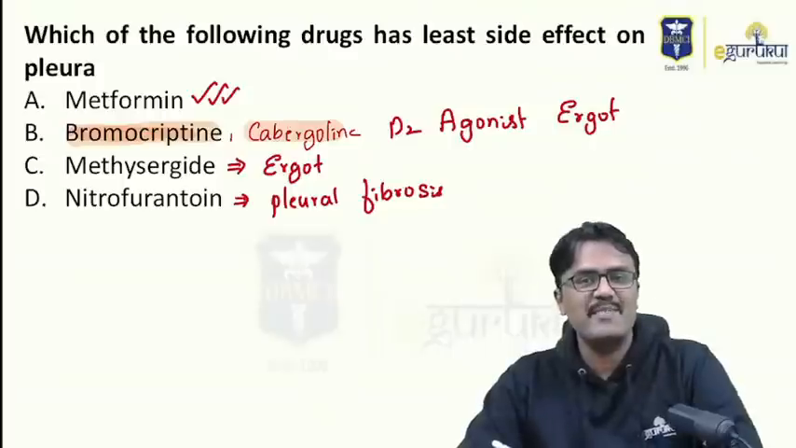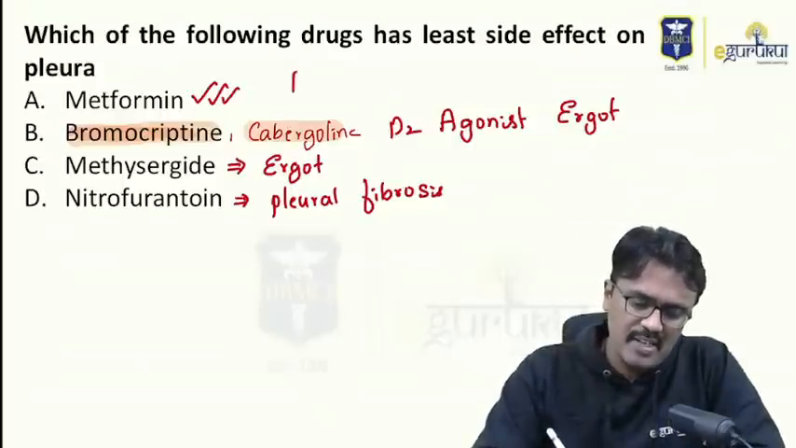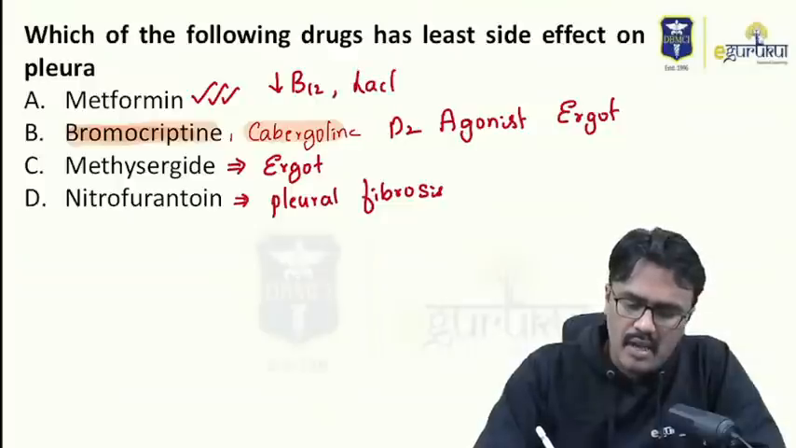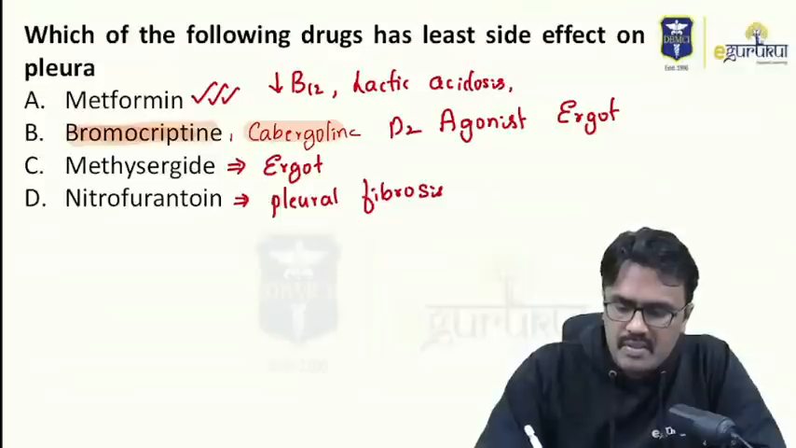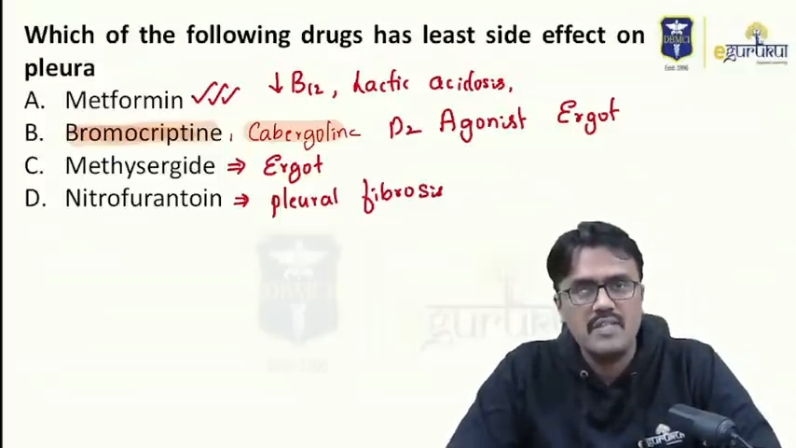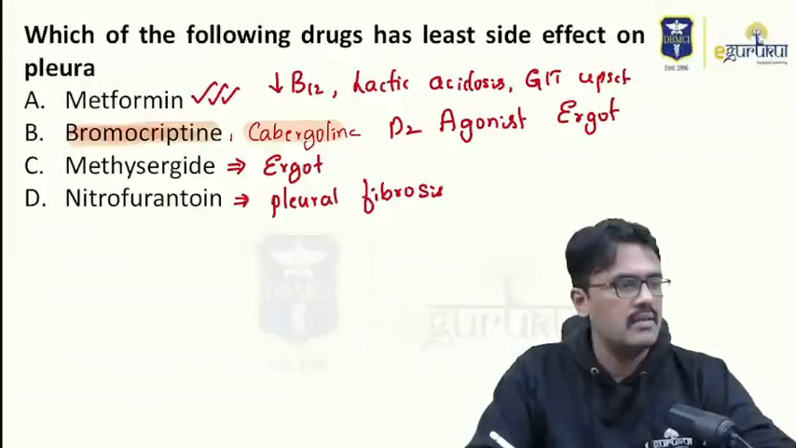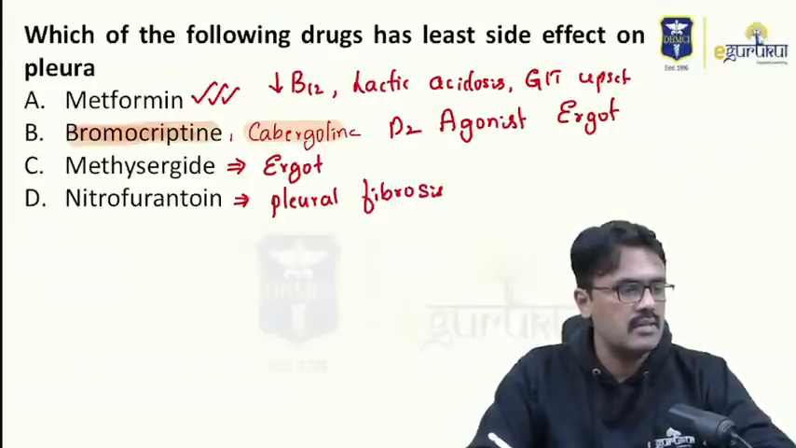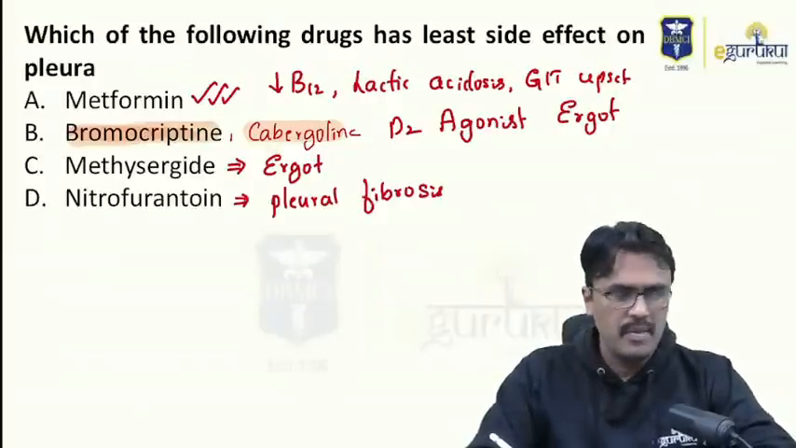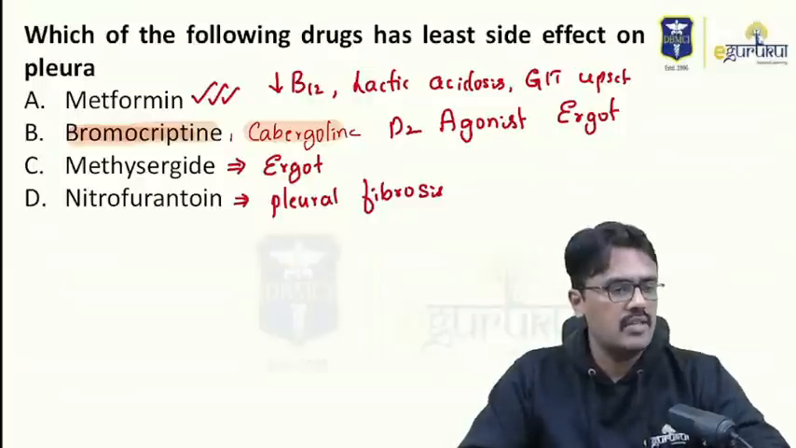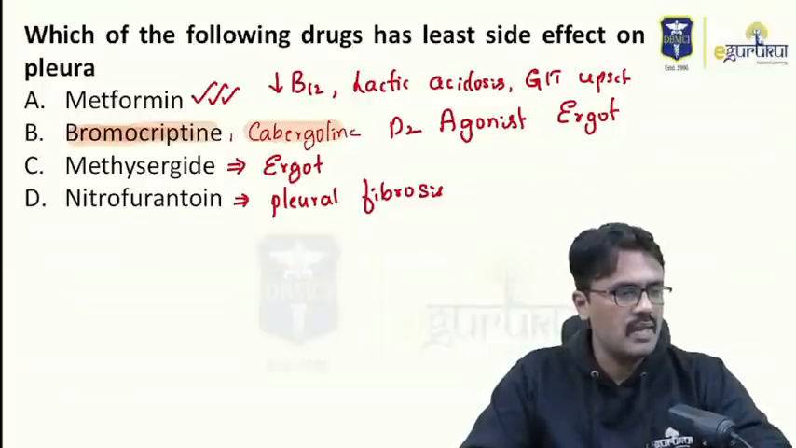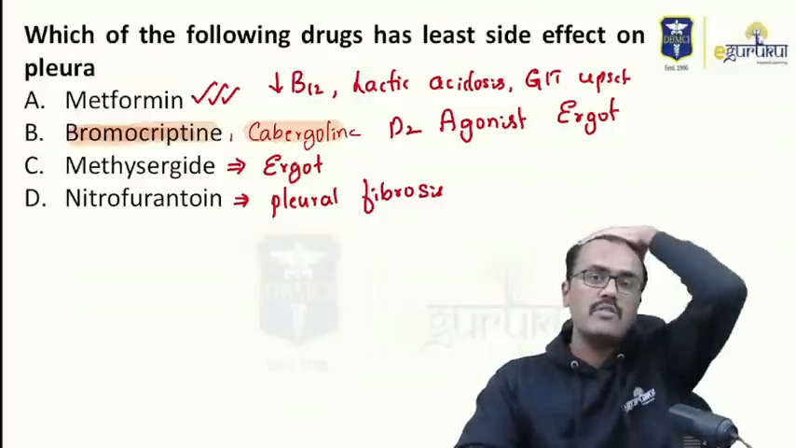What are other things metformin will cause? It will decrease B12, and the main problem is lactic acidosis and GIT upset. These are the main issues we see with metformin. So here the right answer is metformin. Metformin doesn't have that issue, right? Now let us move on to the next question.